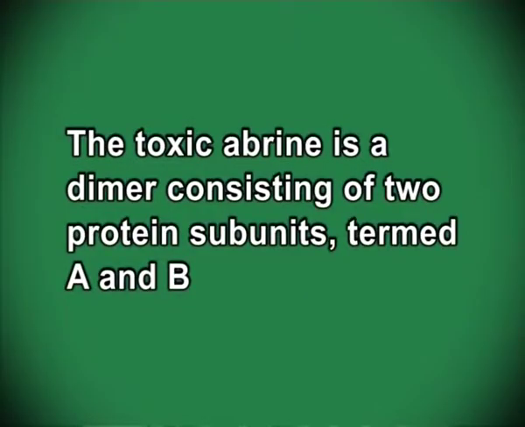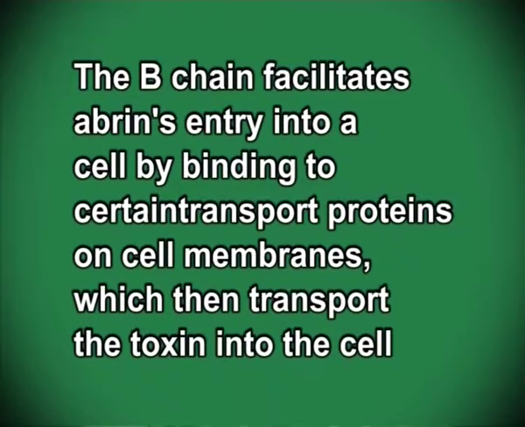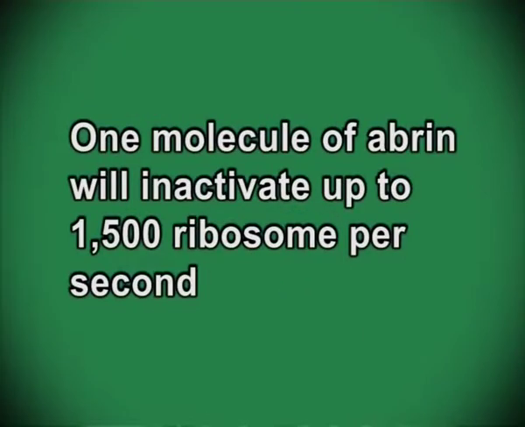The toxic abrin is a dimer consisting of two protein subunits termed A and B. The B chain facilitates abrin's entry into a cell by binding to certain transport proteins on cell membranes, which then transport the toxin into the cell. One molecule of abrin will inactivate up to 1500 ribosomes per second.